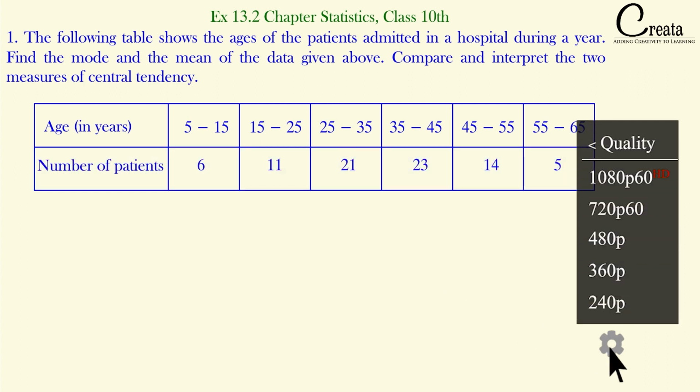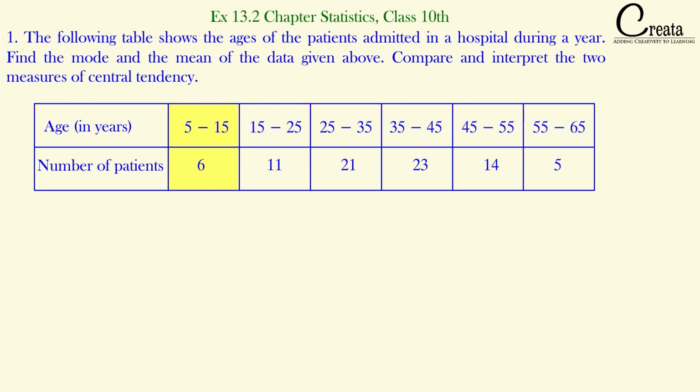For example, if we talk about this column, 6 patients are of age between 5 to 15. 11 patients are between the age of 15 to 25. Similarly, the number of patients and their respective ages are given. In this question, we have to find the mode and mean of the given data and compare the result. That is, we have to compare the value of the mode and mean.